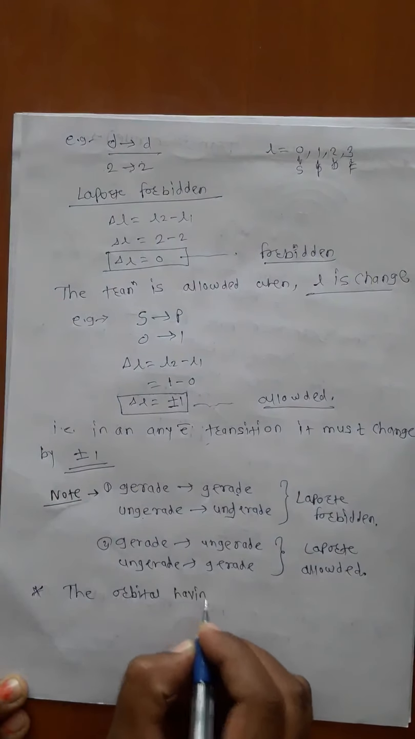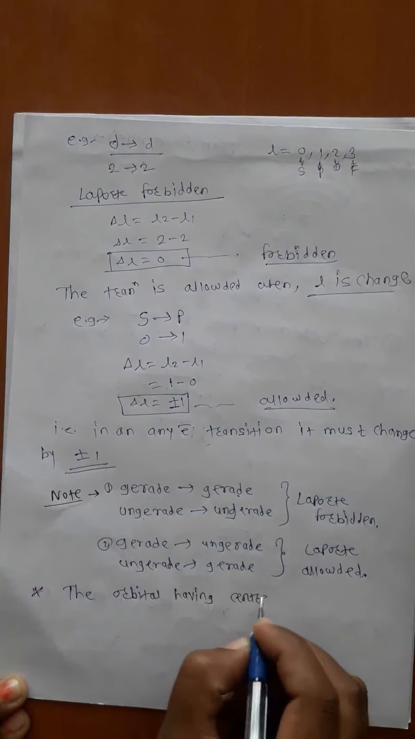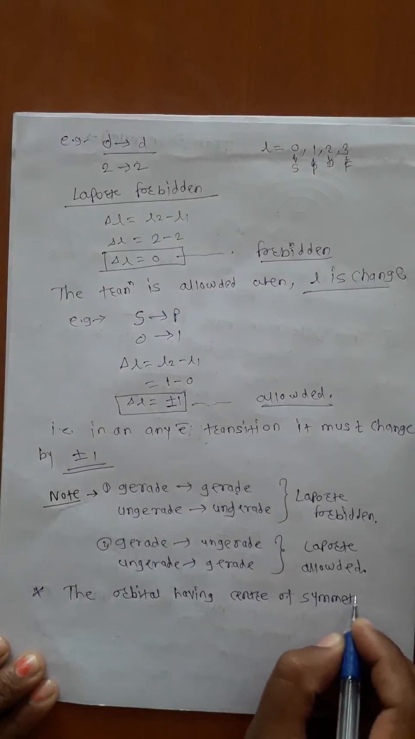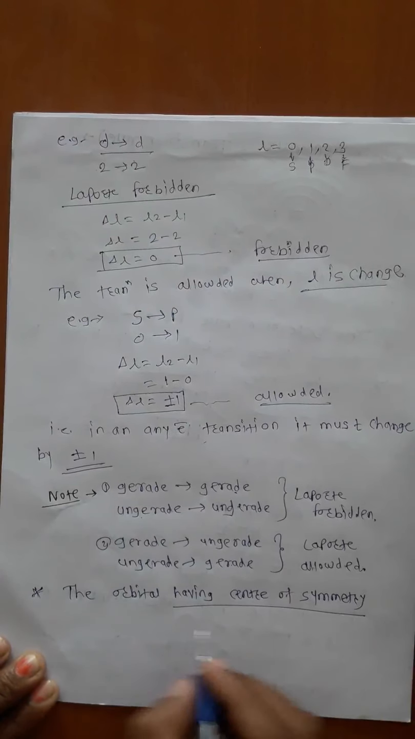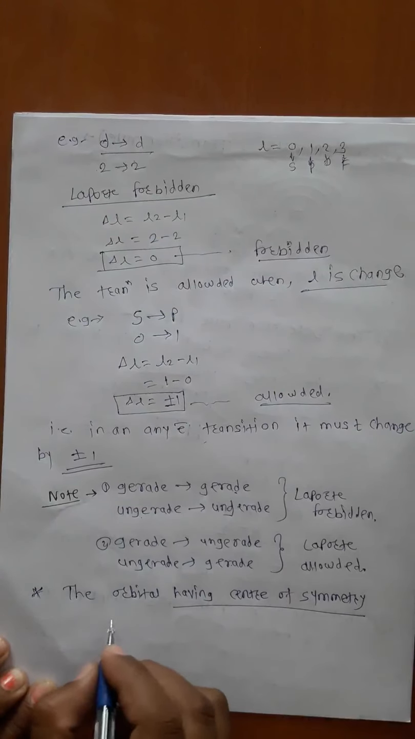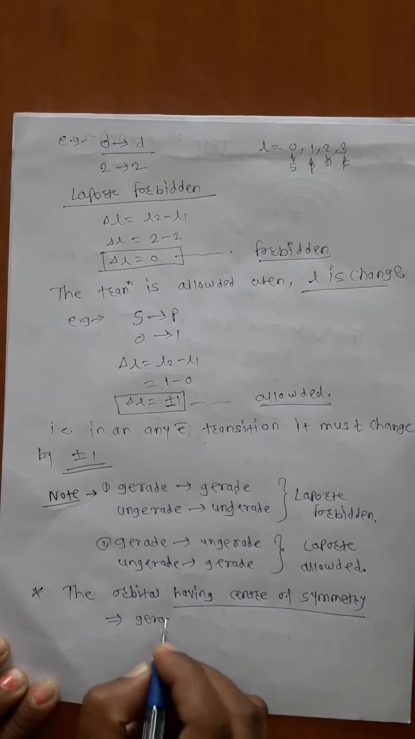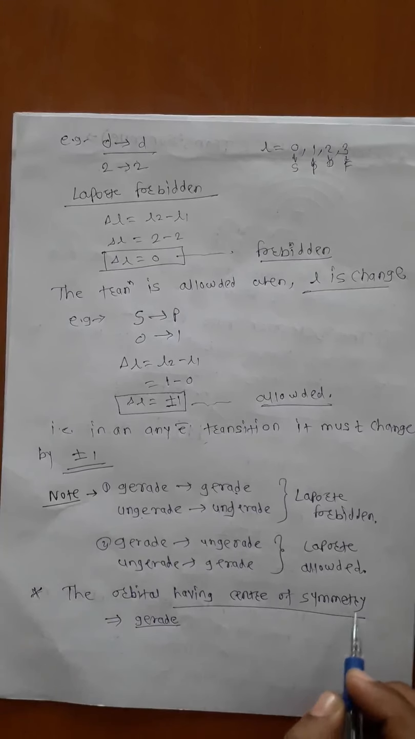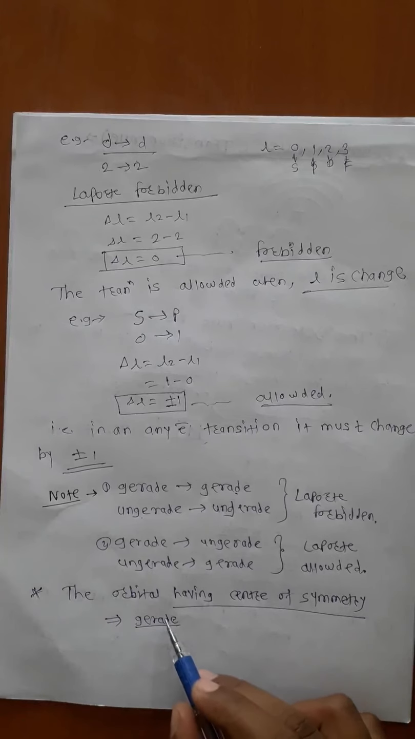having a center of symmetry, then this transition is gerade. An orbital that has a center of symmetry gives a gerade transition.